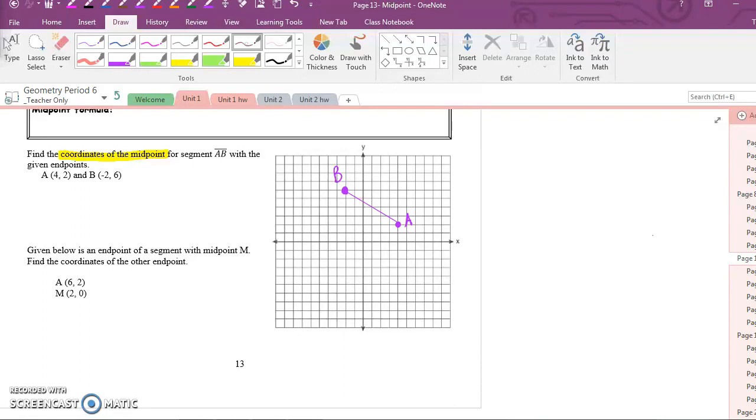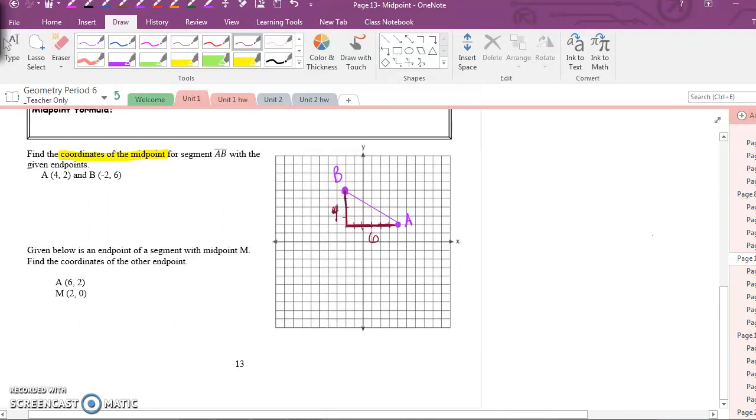In order to do this, we need to look at the slope of that line to find halfway. So if I look at the horizontal change from A to B, which is the change in the x, that's going to be a distance of 1, 2, 3, 4, 5, 6. So what's half of that? 3. So I need to go 3 horizontally. And then the change in the y values, or the vertical change, is going to be 1, 2, 3, 4. What's half of 4? 2.